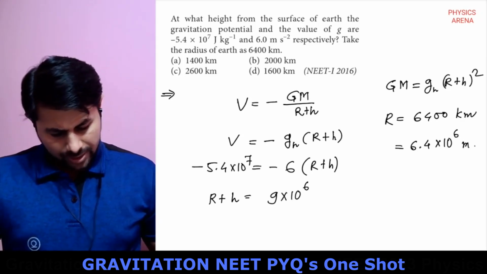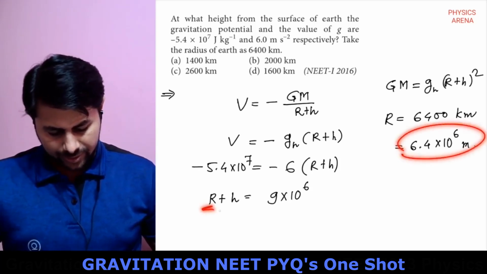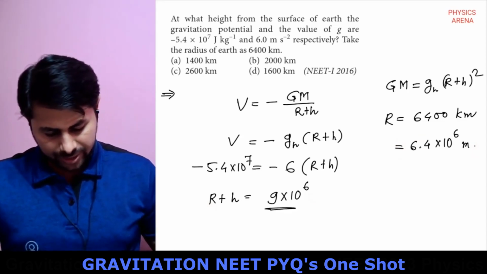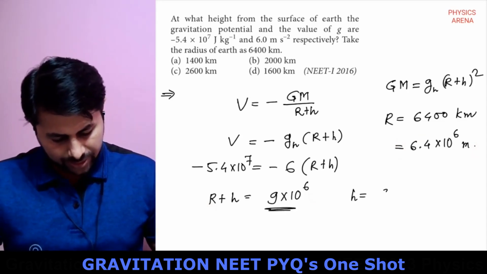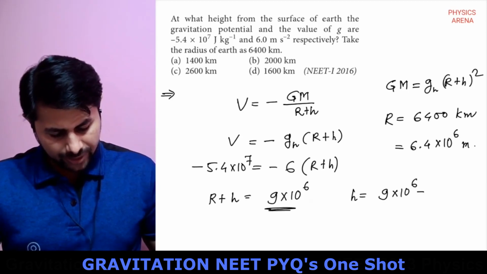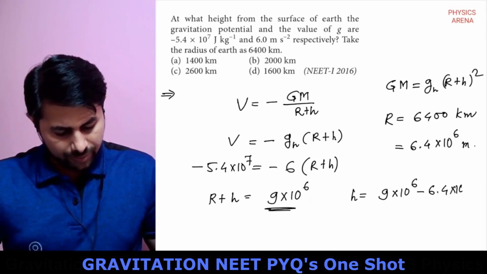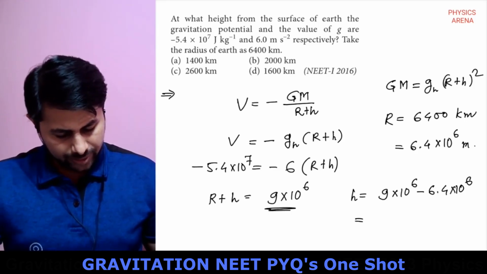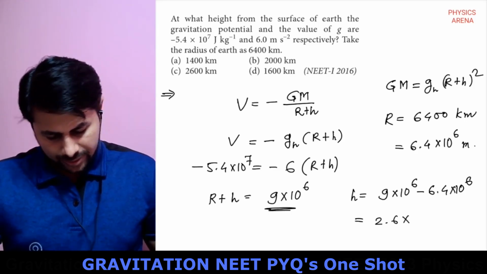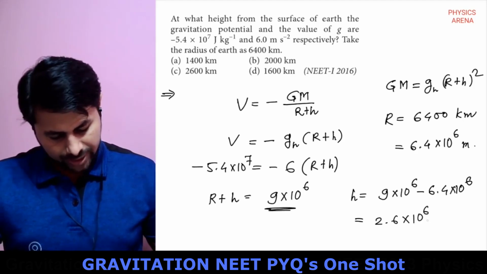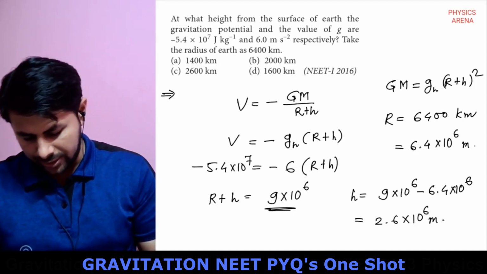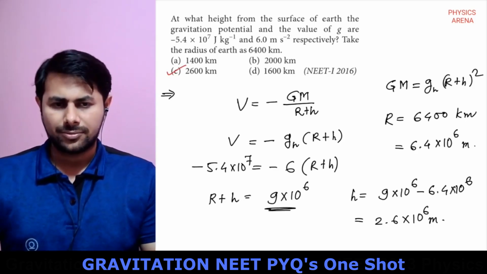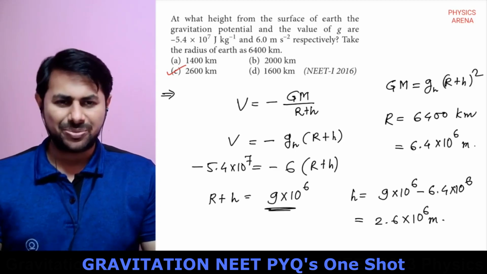Then we substitute that here and take it on the other side, so that it gets subtracted from this number. So we get H equals 9 multiplied by 10 raised to 6 minus 6.4 multiplied by 10 raised to 6. How much is that? It will be 2.6 multiplied by 10 raised to 6 meters, or we can say 2,600 kilometers, right? You said option C? Good.